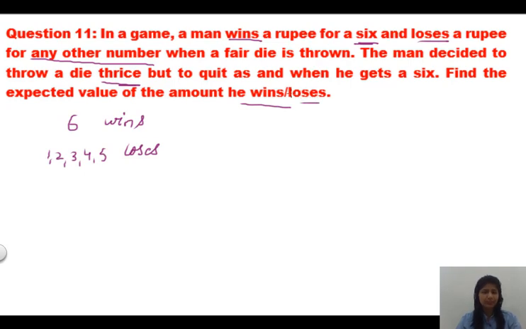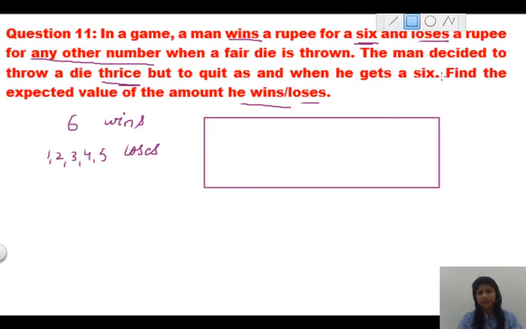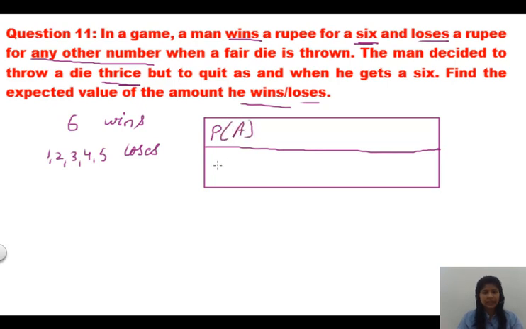Expected means mean. Let us see how to calculate that. So I'll just draw one table, showing all the 4 outcomes to us. Now what are we going to write? We'll write the probability here. Let me write that as A. And we are going to write the event. So let us just form the table and write all the outcomes.